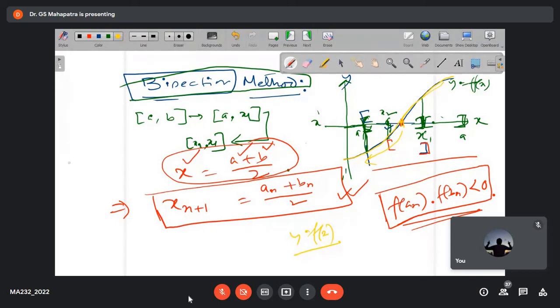So for an increasing function y equals f of x, what is f dash x? Anyone? Slope of the curve, sir. Slope of the curve is always positive. So increasing function. What about a decreasing function? Less than 0. Negative, sir. Less than 0. Fine.